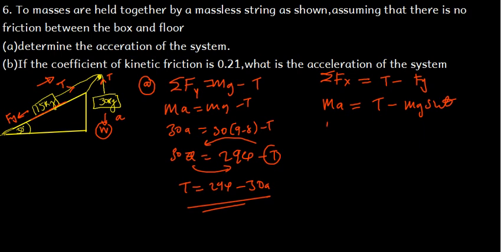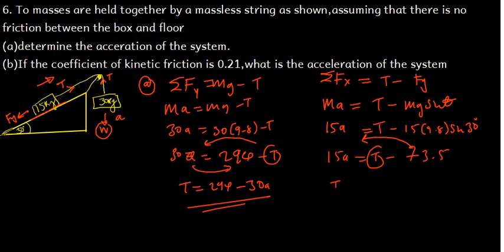So the mass is 15, acceleration is a, the tension T minus mass, which is 15, the g is 9.8, and then sine, the angle of incline is 30 degrees. So this will give us 15a is equal to T minus, so we've got 15 times 9.8 also times sine 30. So that is giving us a value of 73.5. So if I make T the subject of the formula, I'm going to take that side, so that will leave me with T is equal to 15a plus 73.5. So we have got now a second equation.